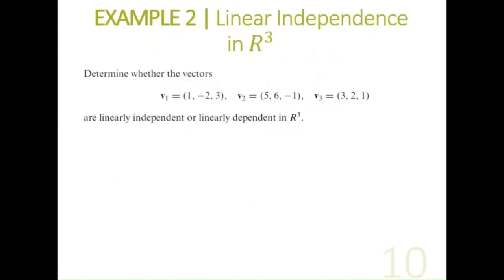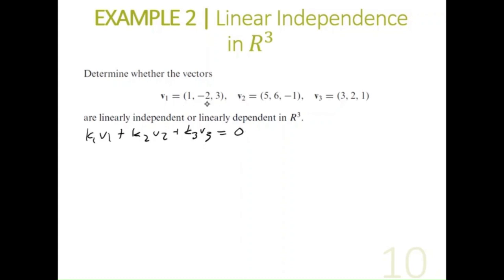In example 2, we have a situation where we're dealing in R3, and we're looking at whether the vectors v1, v2, v3 here are linearly independent or not in R3. So what do we do? We need to basically set up our homogeneous system here. So we've got k1 v1 plus k2 v2 plus k3 v3 equals 0.